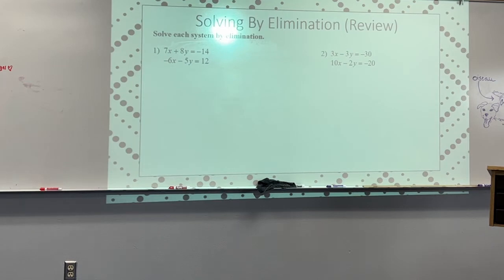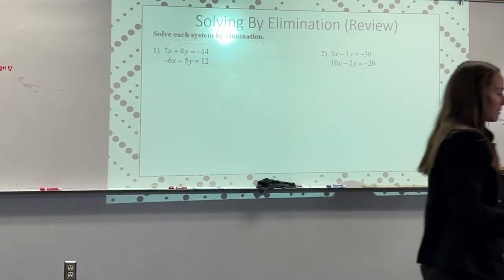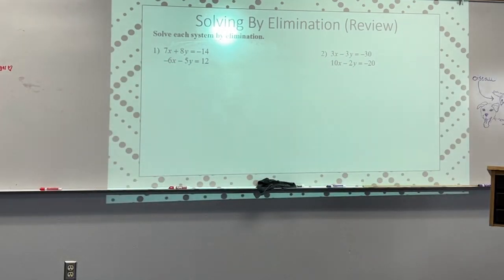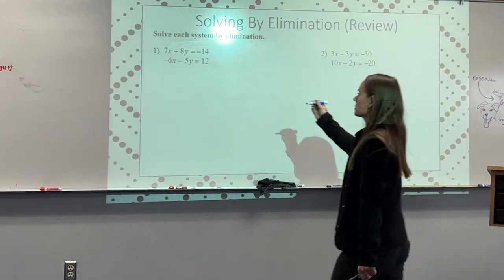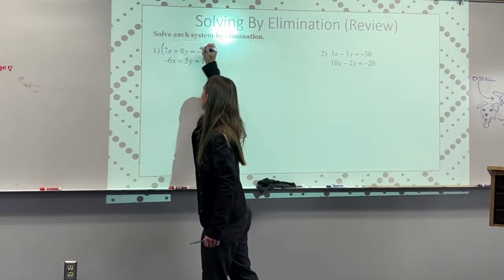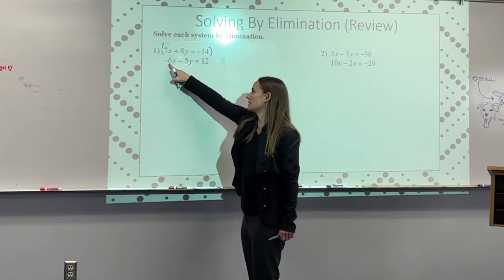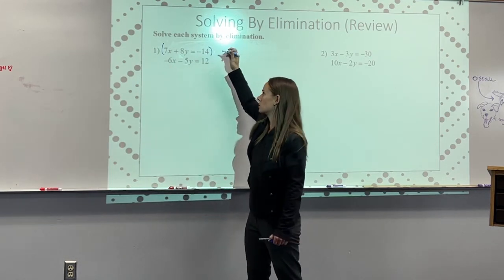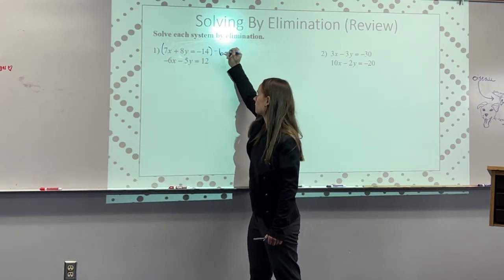Thanks. Okay, so let's do that, and then let's make a decision about whether we have the right positives and negatives. So let's take this whole entire top equation, and let's multiply it by a -6 or a 6. Doesn't matter. In this case, let's just guess -6.